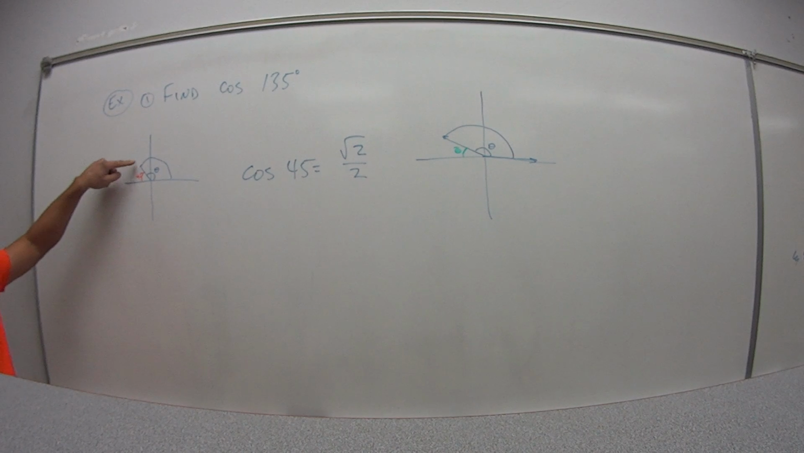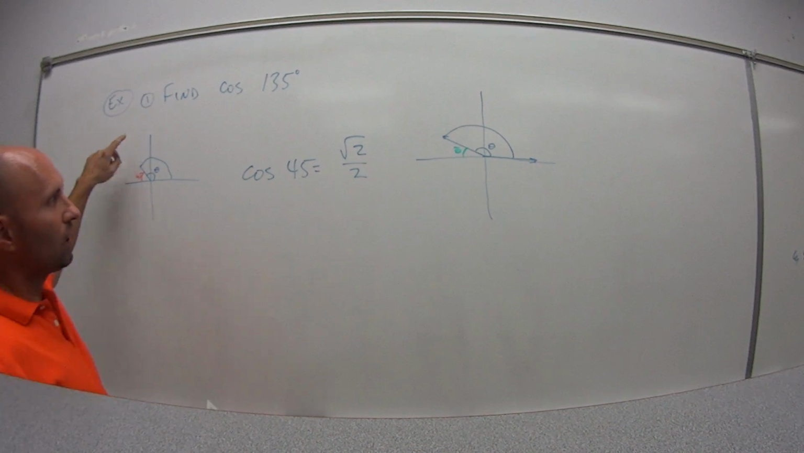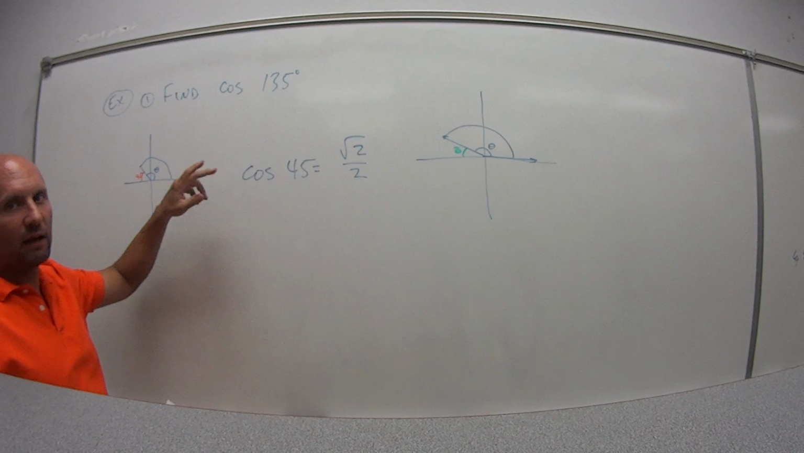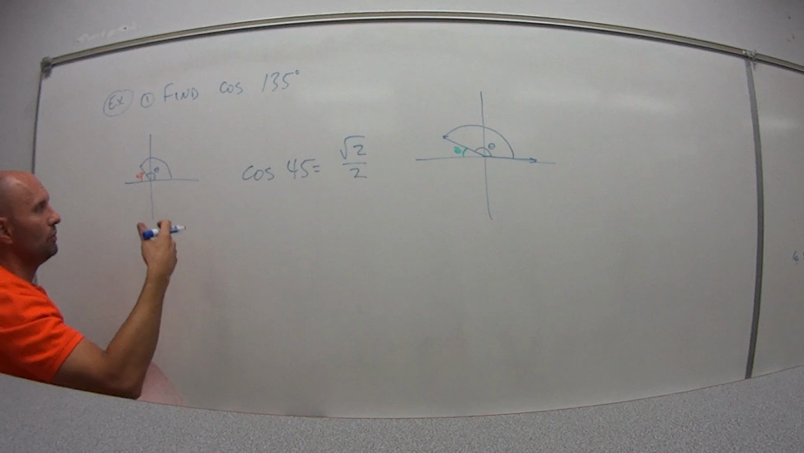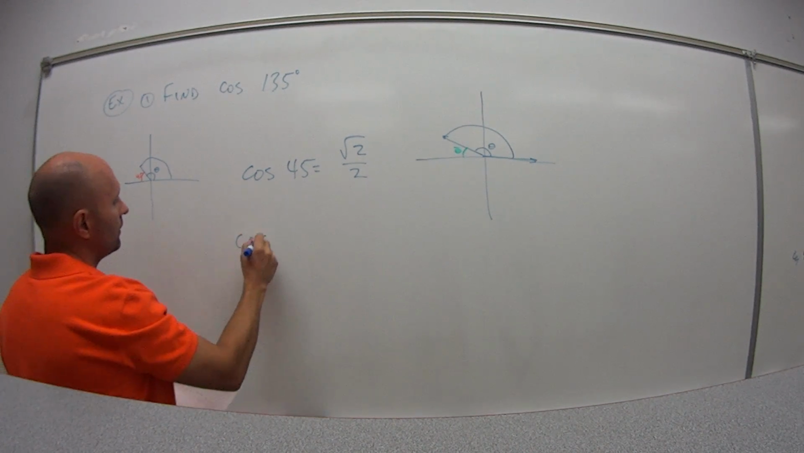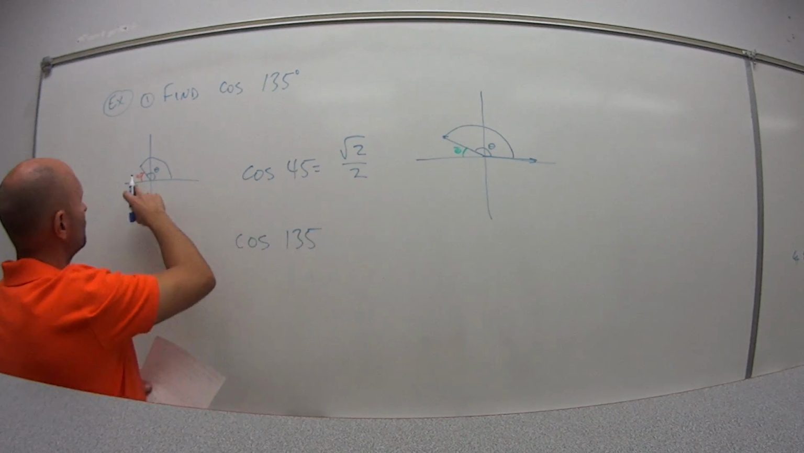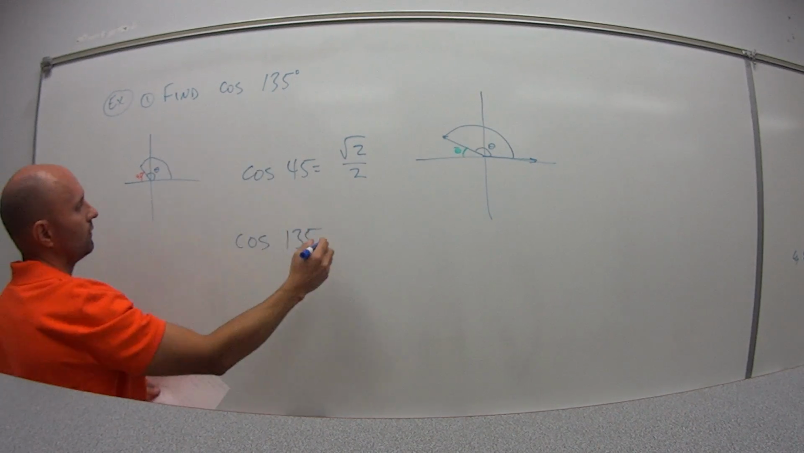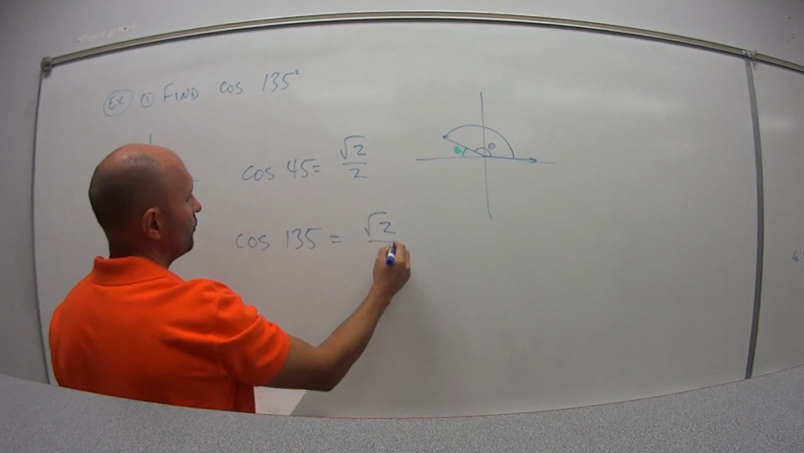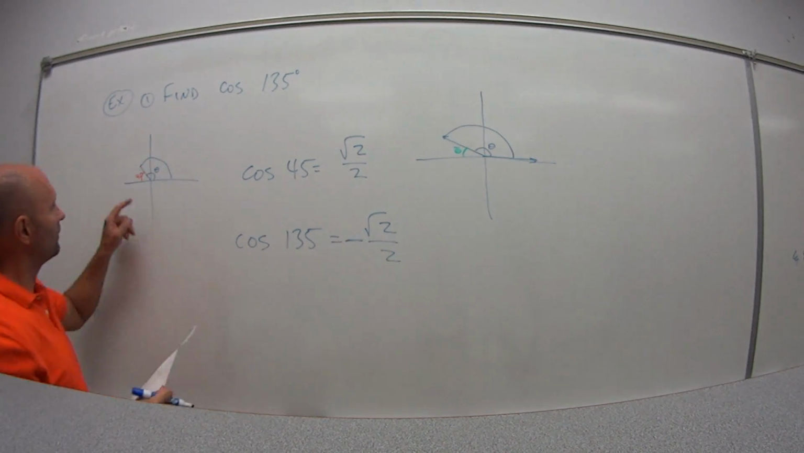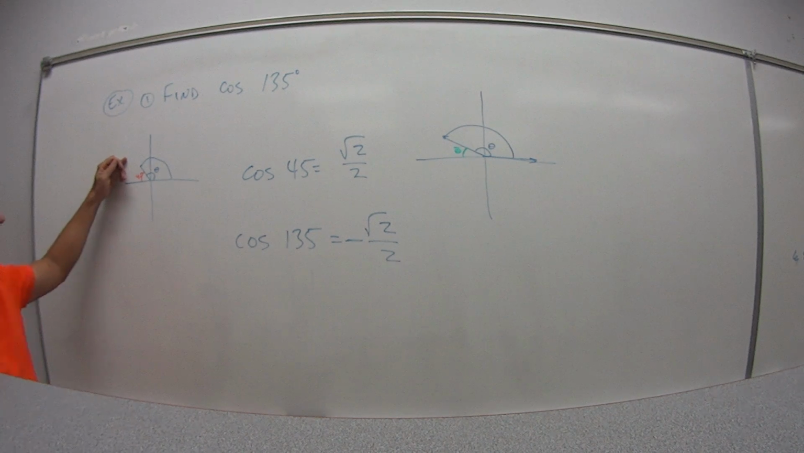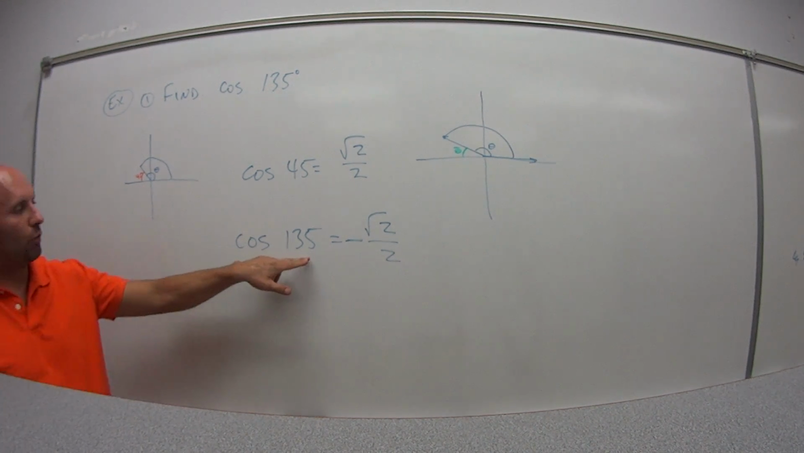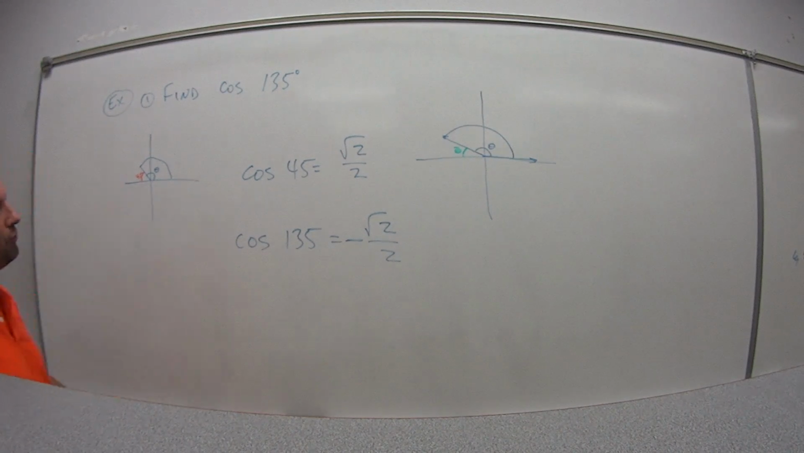But where did we end up? We ended up in quadrant 2. And in quadrant 2, is cosine positive or negative? Well, in quadrant 2, cosine is like our x value, so cosine is negative. So cosine of 135, because we're using this reference angle, is square root of 2 over 2, but it's negative because in quadrant 2, cosine is a negative value. So we have cosine of 135 is negative square root of 2 over 2 using this idea of a reference angle.